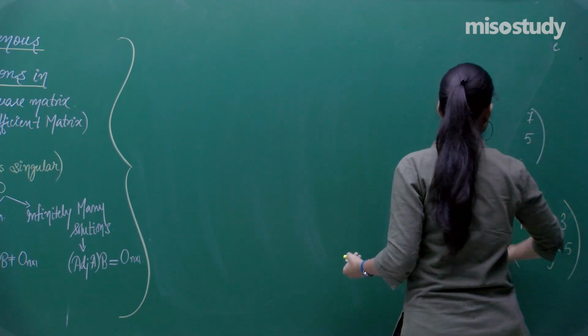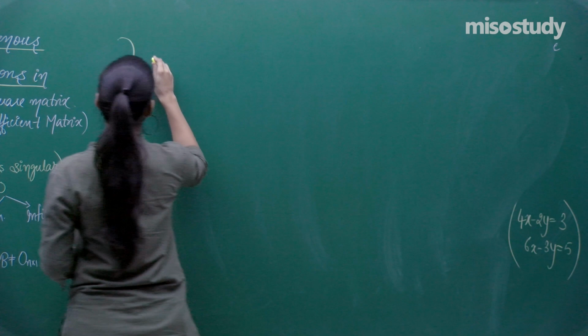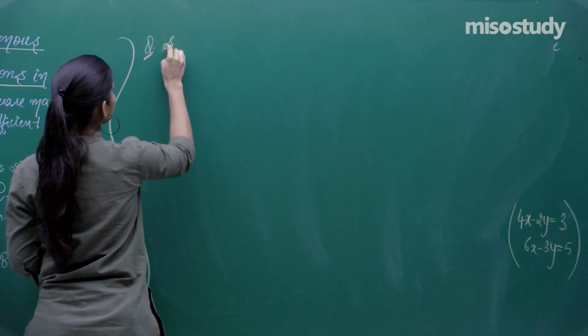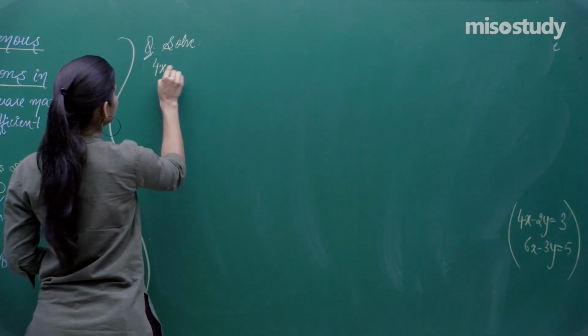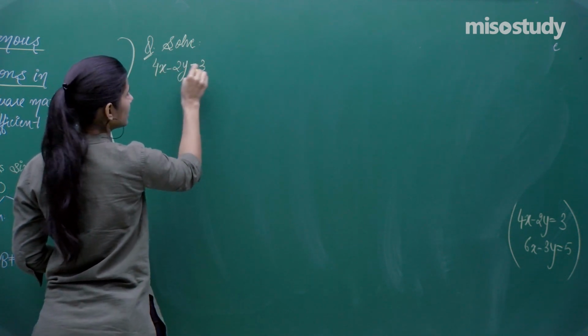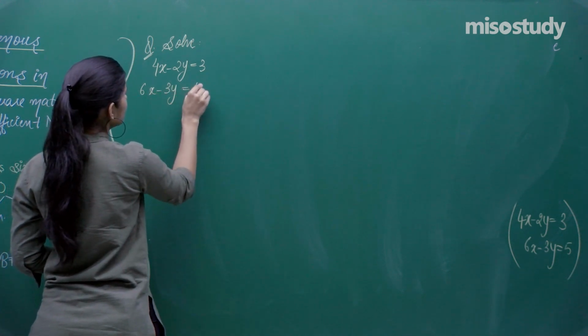What does it say? It is saying 4x minus 2y equals 3. The question is again to solve 4x minus 2y equals 3 and 6x minus 3y equals 5.